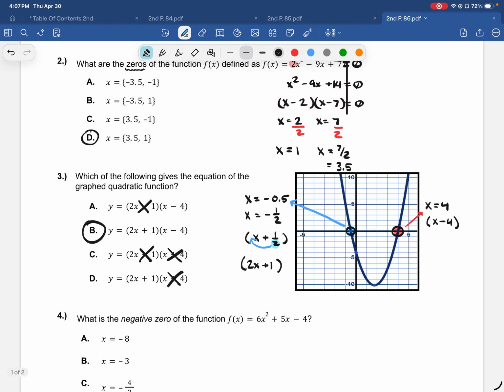Now, again, if you had Desmos, maybe your best bet is to throw all 4 of those options into Desmos and see which graph picture pops up looking exactly like the graph we had here.